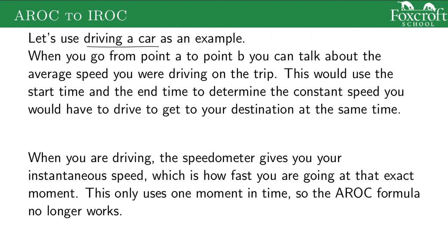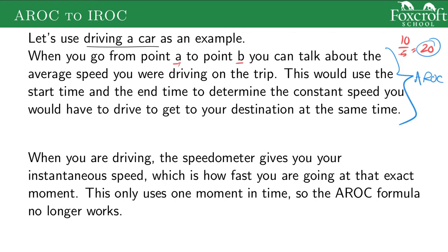All right, so let's use driving a car as an example. If you leave from your home and you go somewhere else, you're going from point A to point B. Let's say you went 10 miles and it took you half an hour. So 10 miles in half an hour means you're going 20 miles per hour. I can find the average speed you were going. At some points you might have been going 40 on a bigger road. At other points you might be going 10 because you got stuck in traffic. But on average, you were driving 20 miles per hour. This is the thing we did in the last video, the average rate of change.